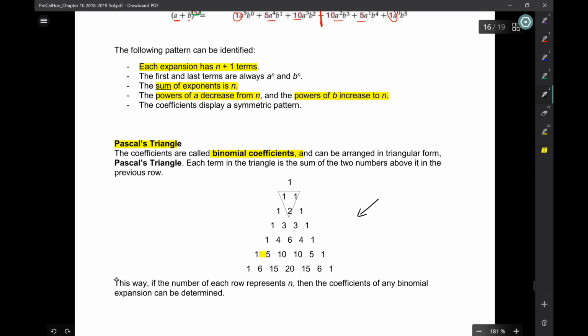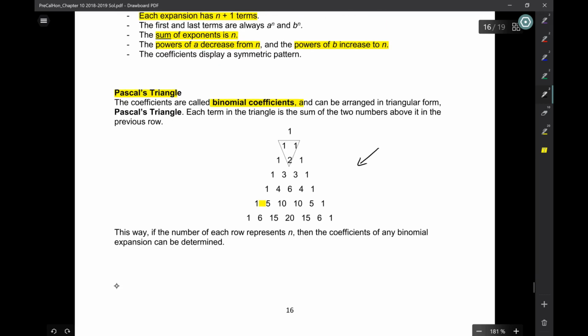Okay, now the way this works is this. The starting point, you have a 1, 1, 1. Then the next row, you have a 1 in the beginning and a 1 at the very end. And then each number inside, so to get this number, it's the sum of the two numbers that's above it.